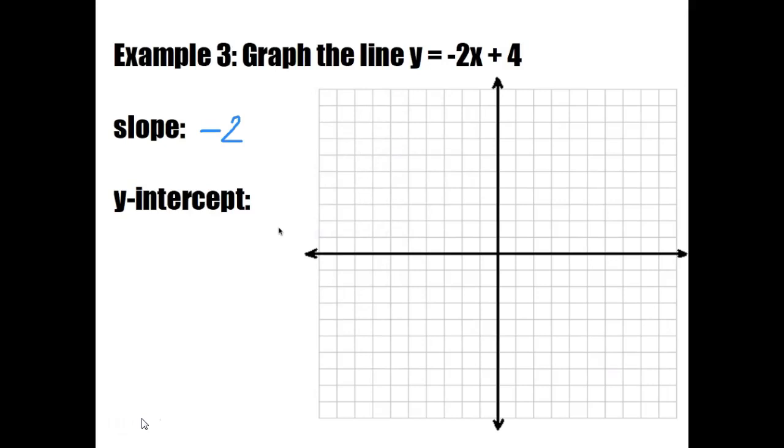So on my graph, we start at which one of those points? Where do I start? At the -2 or the 4? Madison? The 4. So I'm going to start at 0, 4.